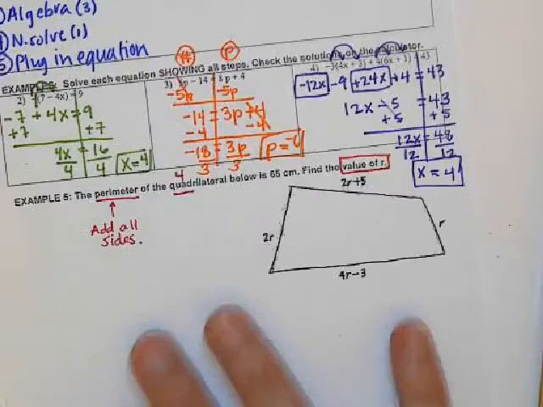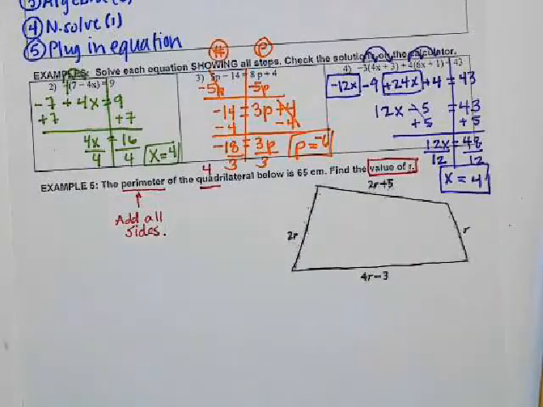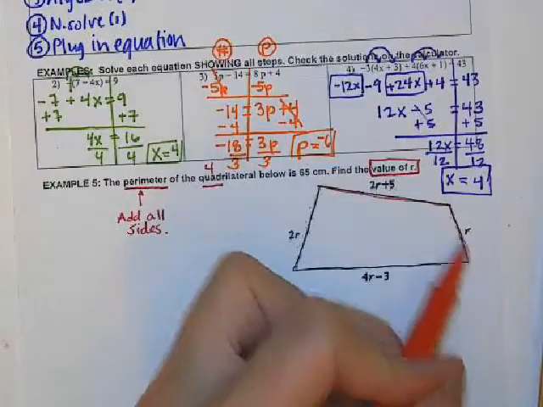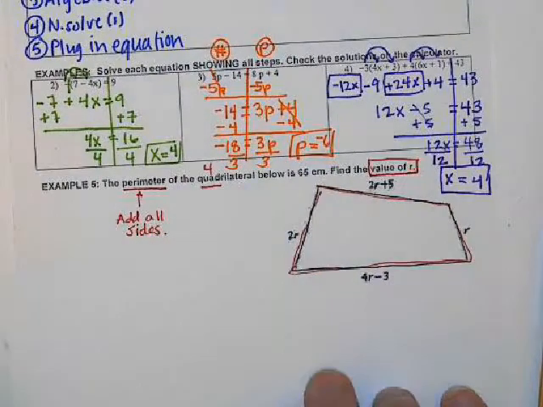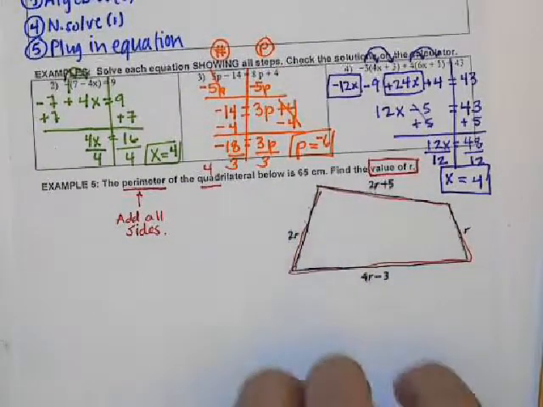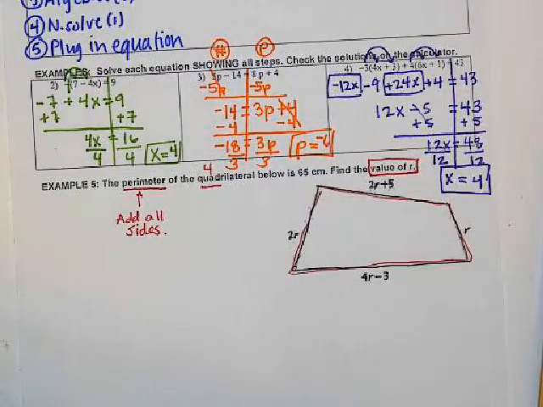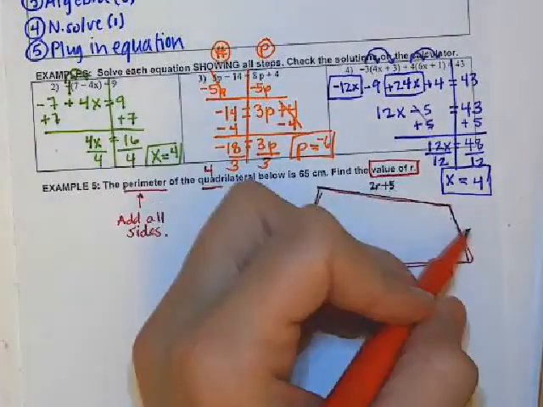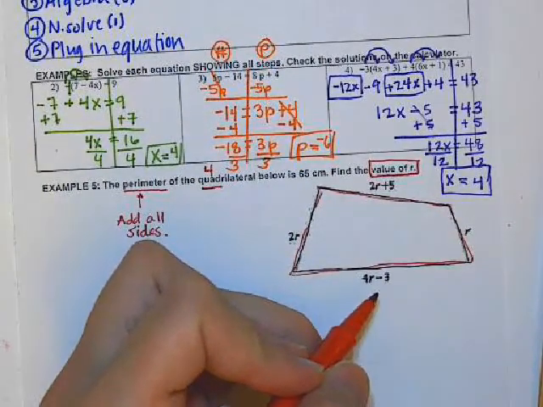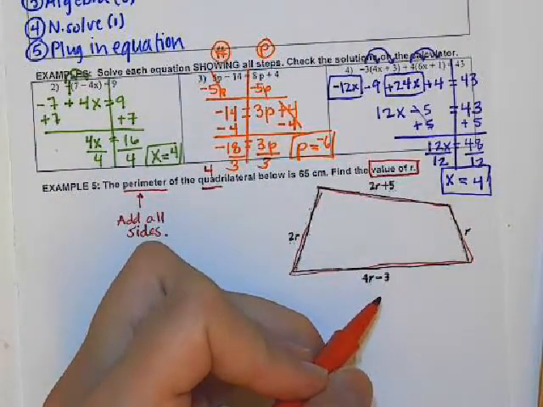So in order to know the value of something, I got to set an equation up so I'm able to solve it. And if I want to set up an equation, what do I have to have in there? An equal sign. So what does all these sides, the perimeter, what do they all add up to? 65. And if I'm doing the perimeter, what operation am I doing? Adding. So I'm going to add each side, and I'm going to set it equal to the total, which is 65.